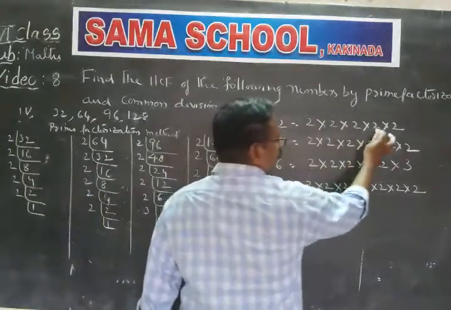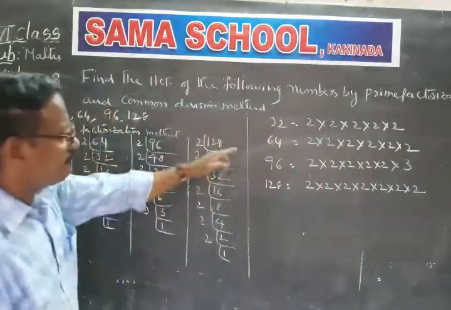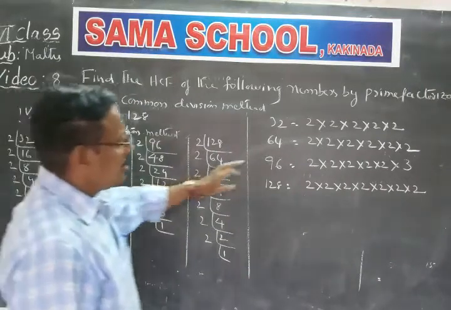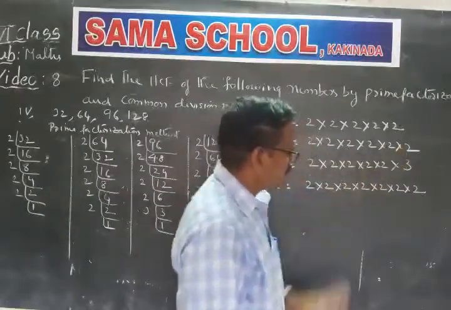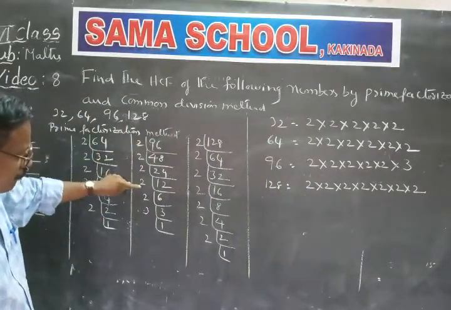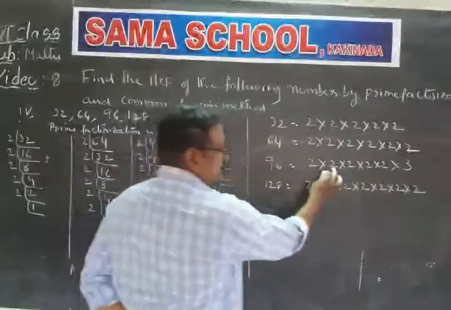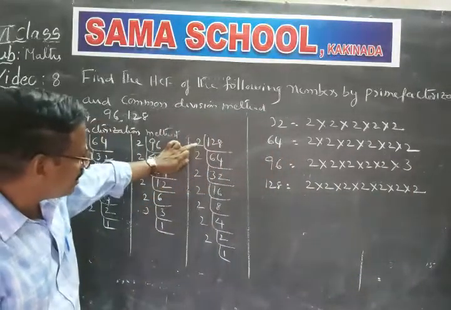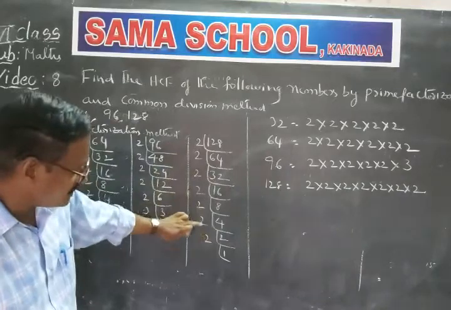Prime factors are the product of prime factors. The 64 is 2 times 2 times 2 times 2 times 2 times 2, a product of prime factors. The 96 is 2 times 2 times 2 times 2 times 2 times 3. The 128: how many 2s are there? There are seven 2s.